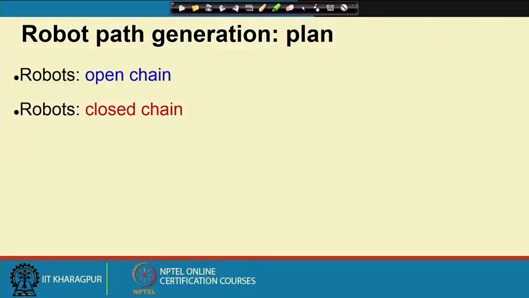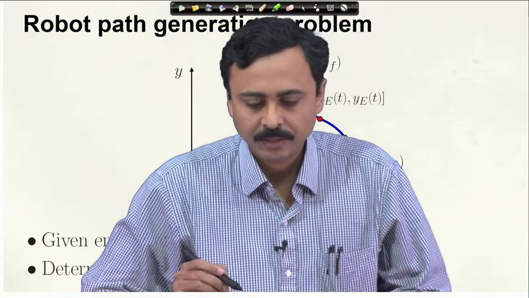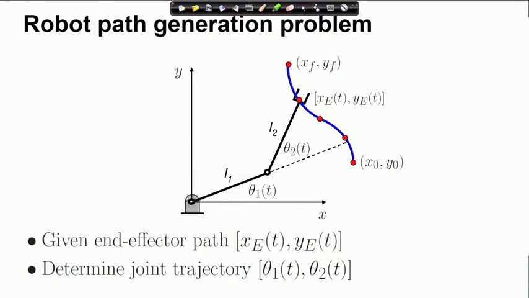So, we will look at open chain and closed chain manipulators. This is the problem of path generation. Essentially, this is the second and third part. What we have is the path already specified or determined. Now, we have to specify the velocities at each point on this path.